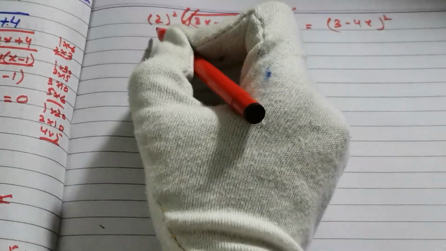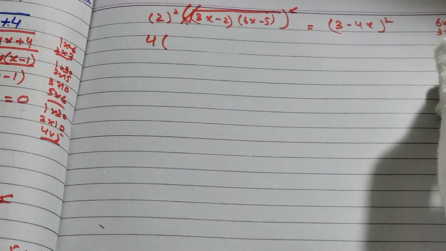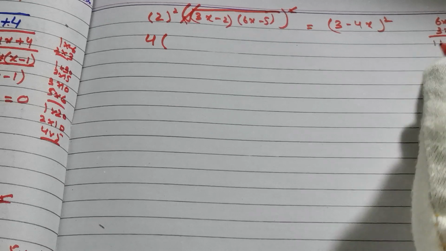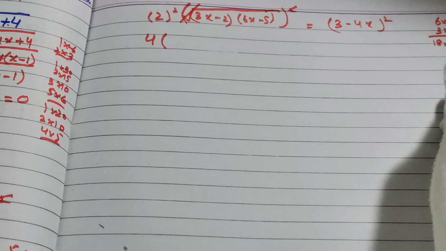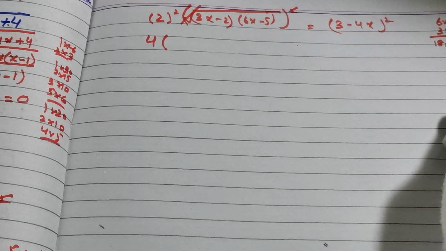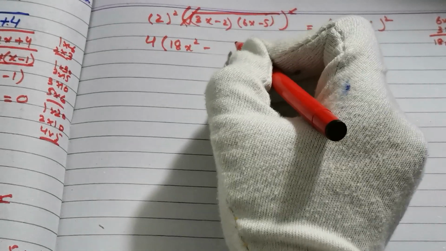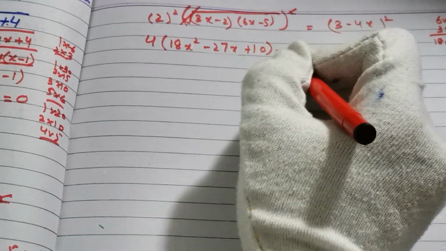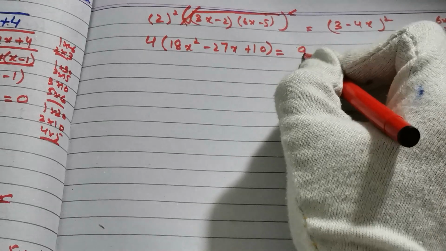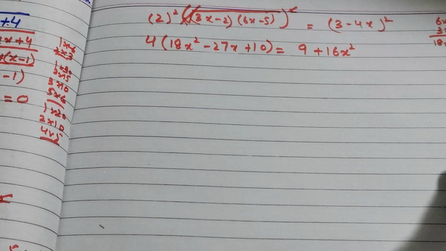The 2 and 1/2 cancel, 2 2s are 4. (6x − 5)(3x − 2), we will get 18x² − 15x − 12x + 10. So 18x² − 27x + 10 is equal to 3 square, 3² is 9, plus 16x² minus 24x.